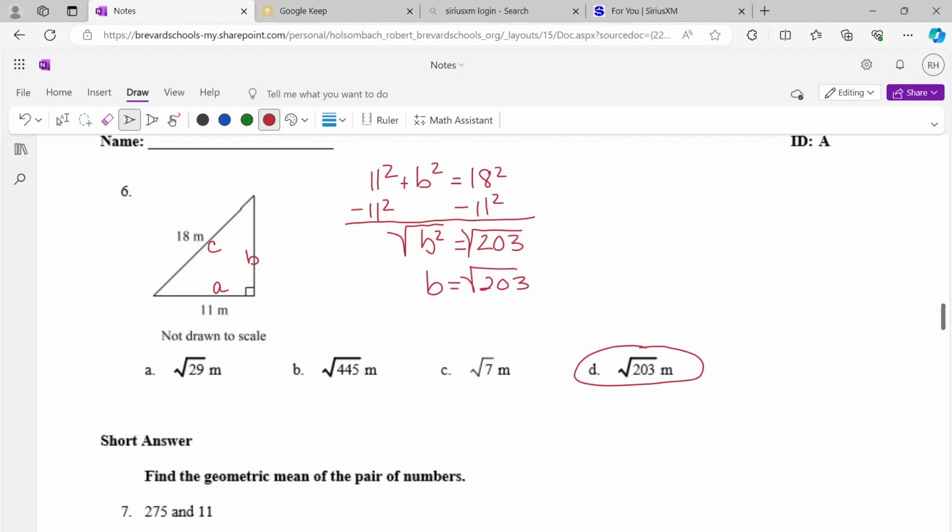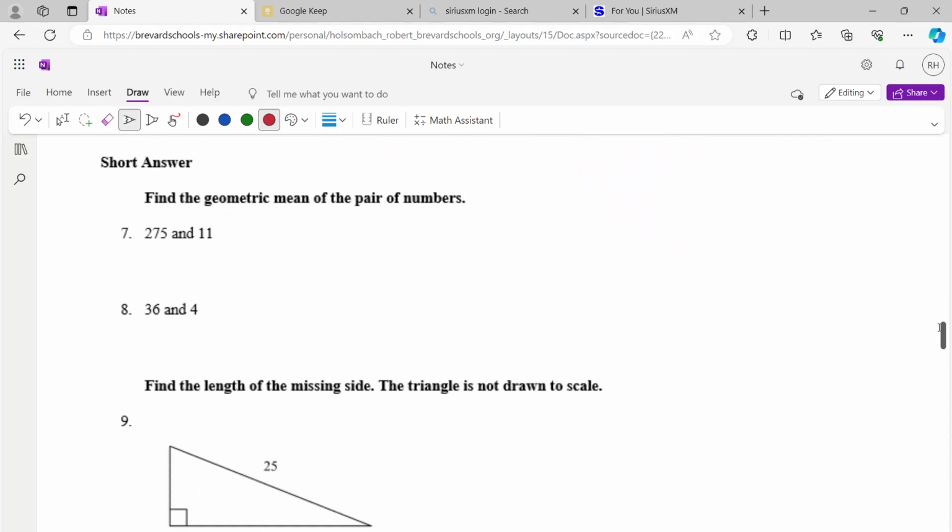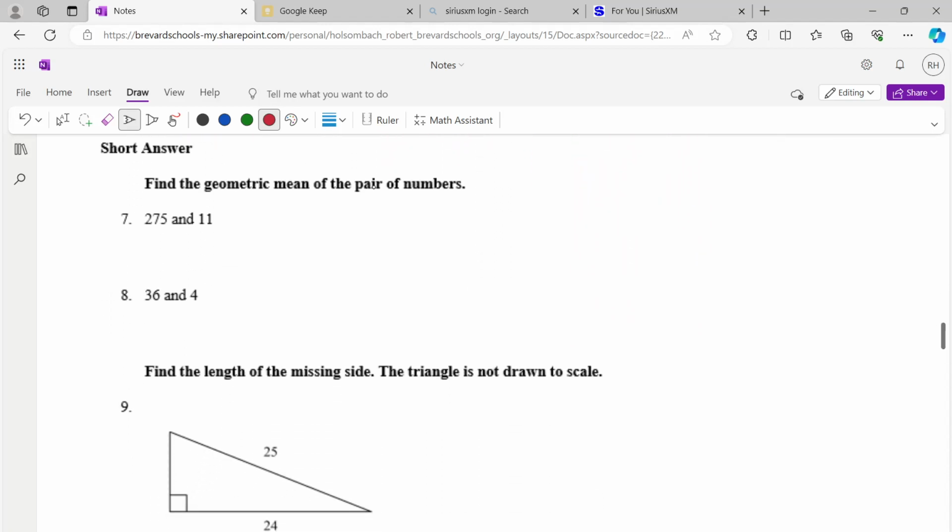All right, problem number 7 is back to geometric mean, and it is not multiple choice. So the geometric mean of 275 and 11 is equal to the square root of 275 times 11. 275 times 11 equals 3025, that's the square root of 3025. And then push the square root button and we get 55.